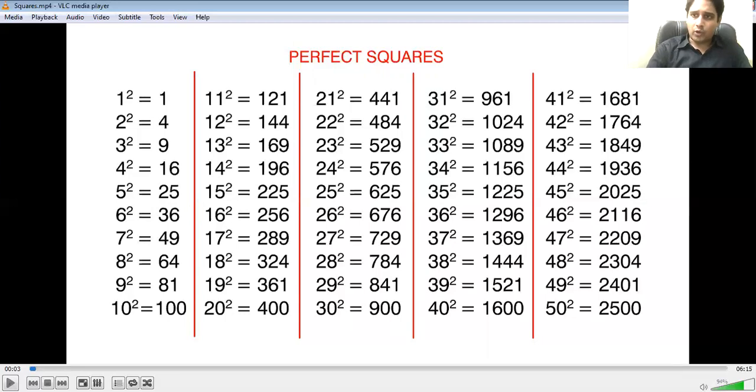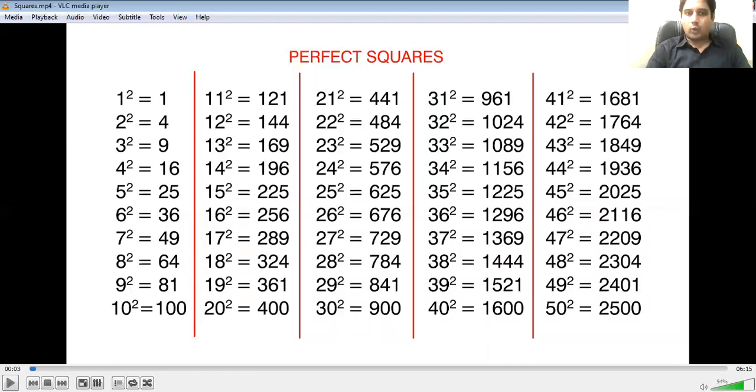So every time, if you observe, the square of a number ending with 1 or 9 ends with 1. The square of a number ending with 2 or 8 ends with 4. The square of a number ending with 3 or 7 ends with 9. The square of a number ending with 4 or 6 ends with 6. A number ending with 5 has a square ending with 5, and a number ending with 0 has a square ending with 0 only.